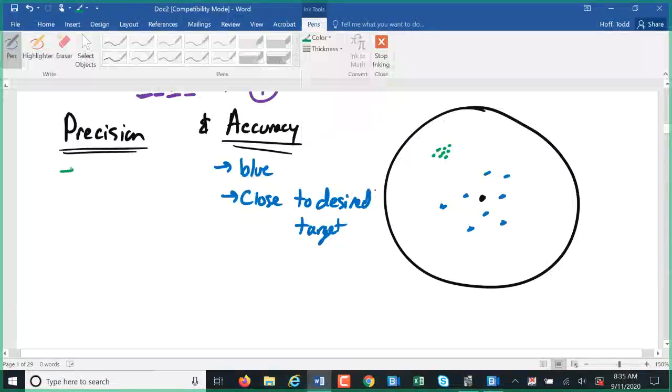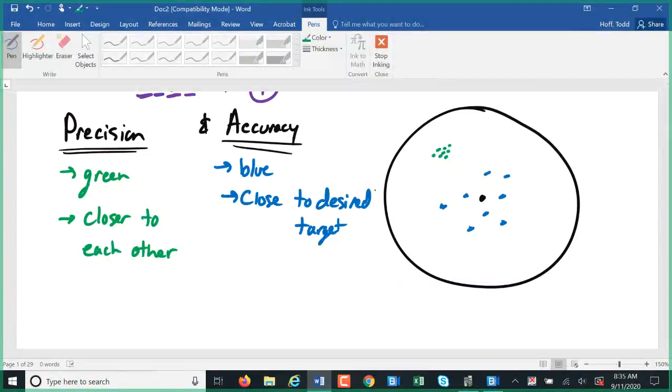The green are more precise. They are closer to each other. In manufacturing, precision is often associated with repeatability.